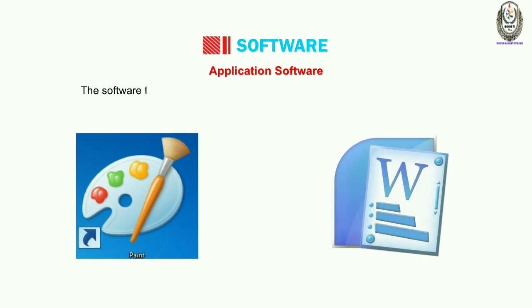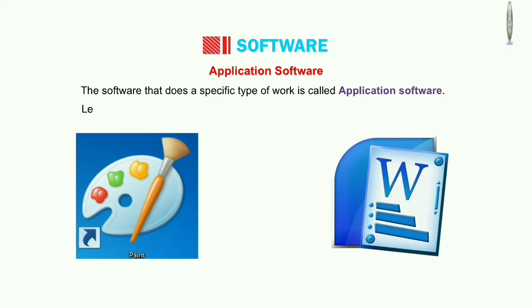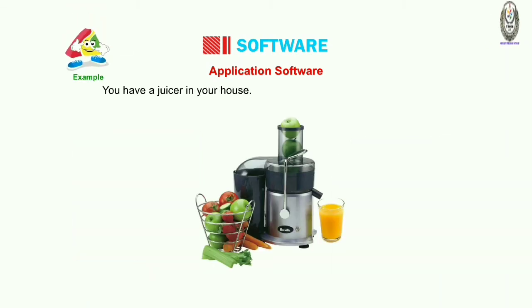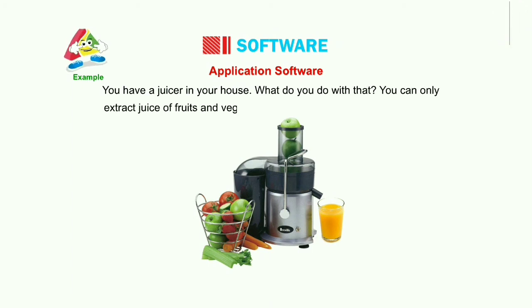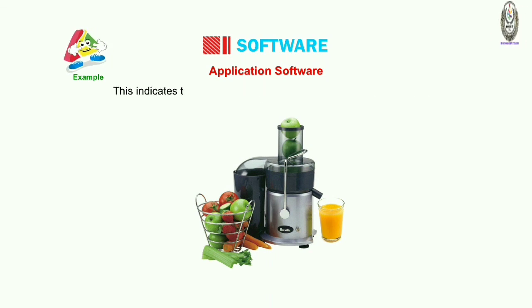Now let us find out what application software is. The software that does a specific type of work is called application software. Let's understand this with the help of an example. You have a juicer in your house. What do you do with that? You can only extract juice of fruits and vegetables in it. It indicates that you can do a specific type of job with one machine.